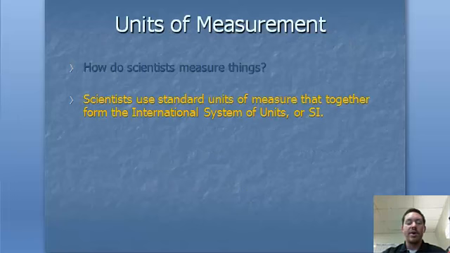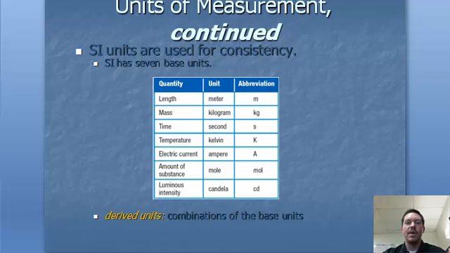The other thing that I want to hit on in this section is units of measurement. So our other key point was, how do scientists measure things? Scientists use standard units of measure that together form the International System of Units, or SI. And we tend to use these SI units for consistency. So we use it here in science, they use them in England, they use them all over the world.